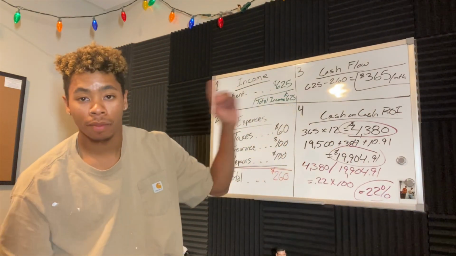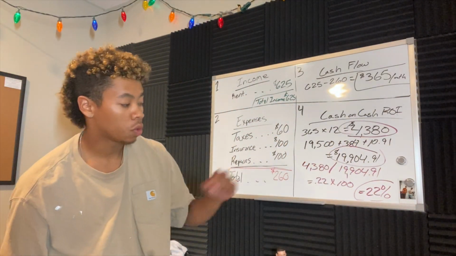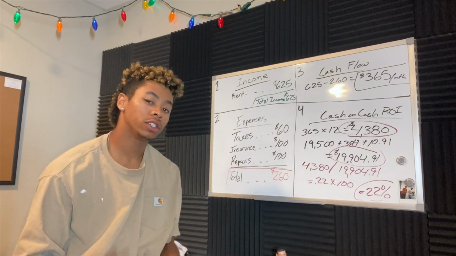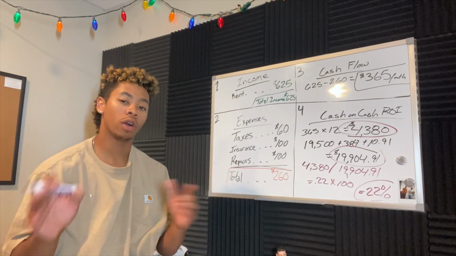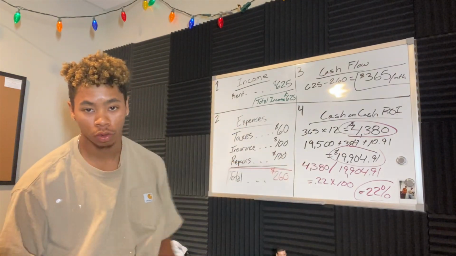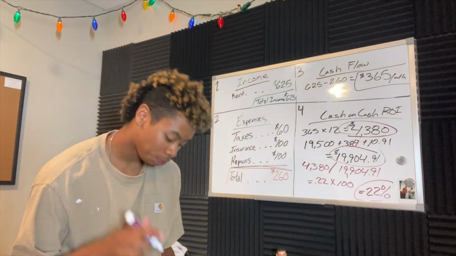So right now, my ROI on this property is 22%. I looked up the average, and it said the average was about 10, and then high was being around 12%. So first property, 22%, not too bad.